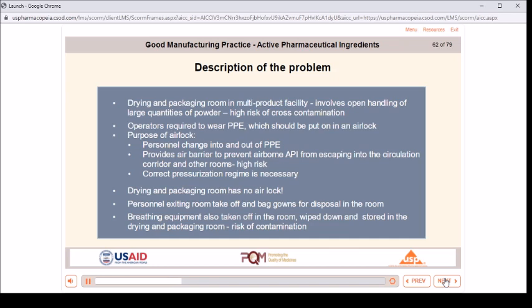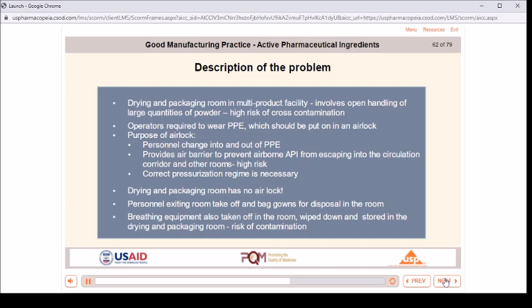Operators are required to wear personal protective equipment, PPE, which should be put on in an airlock. The purpose of an airlock is twofold: to allow personnel to change into and out of their PPE and to provide an air barrier to prevent airborne API from escaping out into the circulation corridor and possibly into other rooms in the facility. The potential for this to happen is high, even in the best designed facilities, if the correct pressurization regime is not in place.